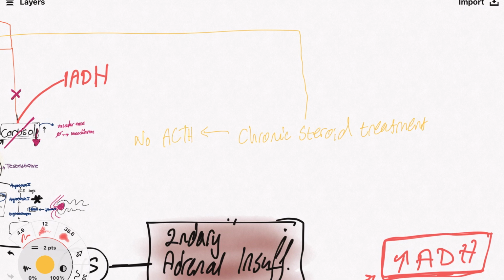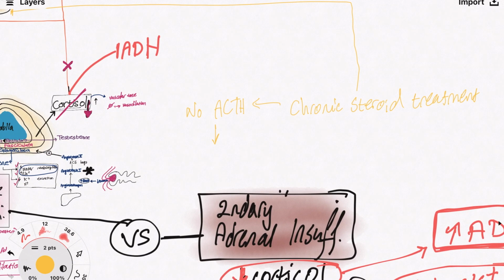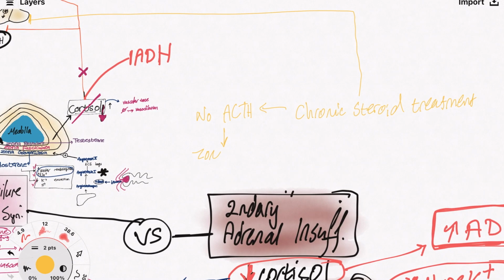What happens then? If there is no ACTH, then the zona fasciculata is gonna gradually die off. What does die mean? It atrophies, right? So zona fasciculata atrophy is gonna develop due to the loss of ACTH, because ACTH is responsible for the growth of the zona fasciculata and for its continuous functioning.